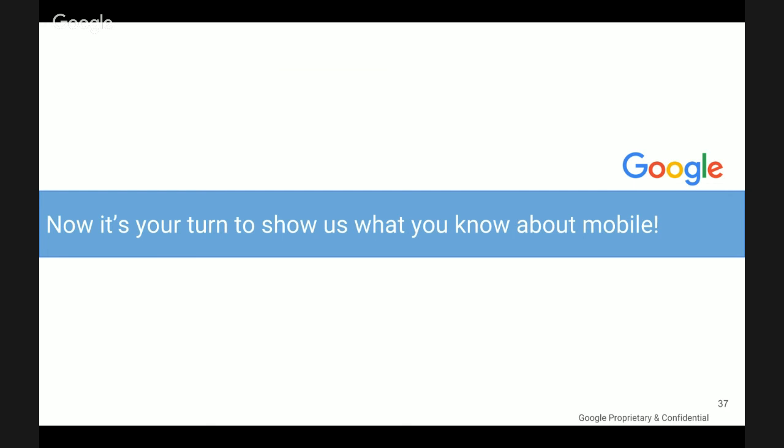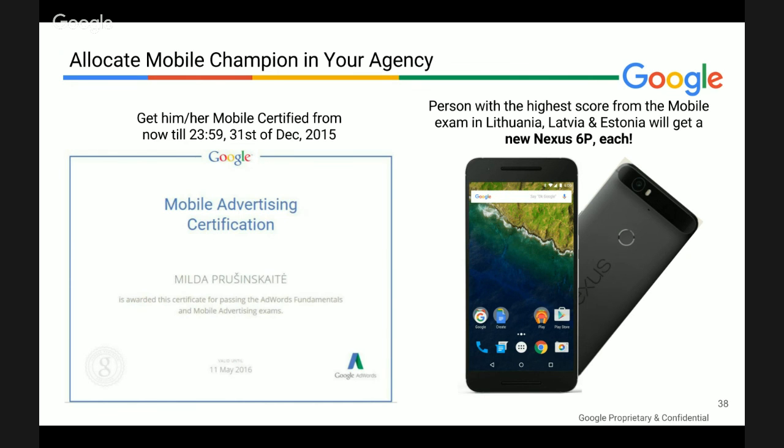Probably these are the main goals that we identified, and we just wanted to remind you what else you could do about getting to know more about mobile and how to drive successful campaigns on it. First of all, we would advise all of you to get mobile certified, to pass the Google mobile exam. And the person with the highest score from the mobile exam in Lithuania, Latvia, and Estonia will get a new Nexus phone. This is a pretty nice prize, I believe.